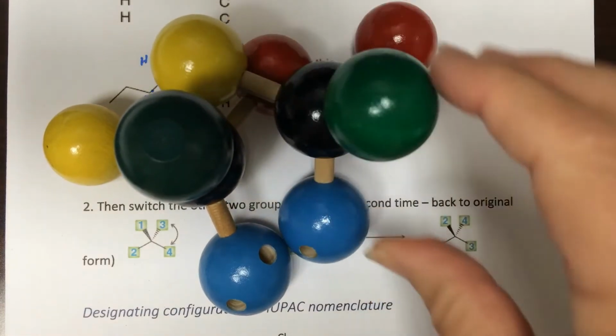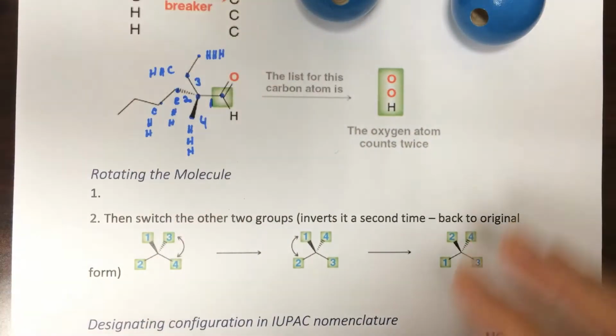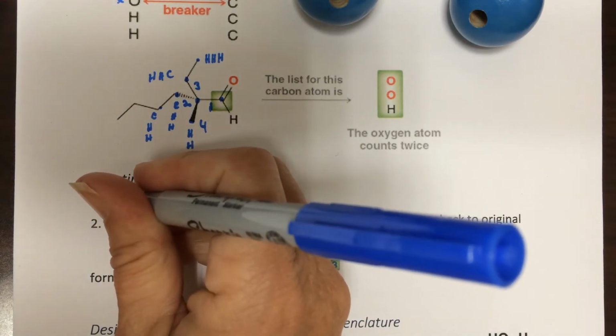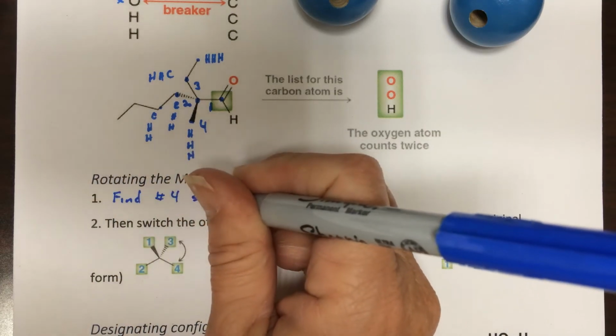These are the same. So we can use this rule to rearrange our partners to get that number 4 on the dash that we need it to be on. Okay, so we're going to rotate the molecule. We find the 4th priority and switch it with the group that's on the dash. Find number 4 and switch it.